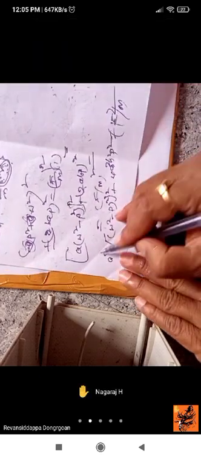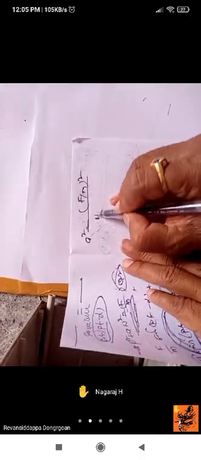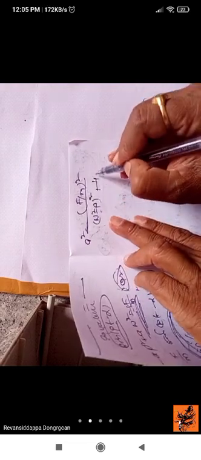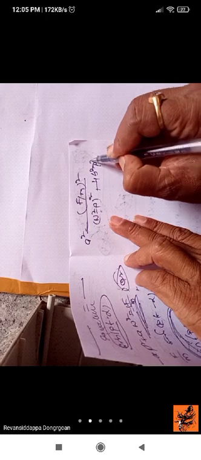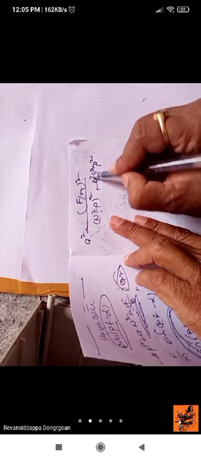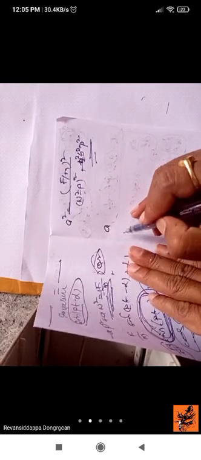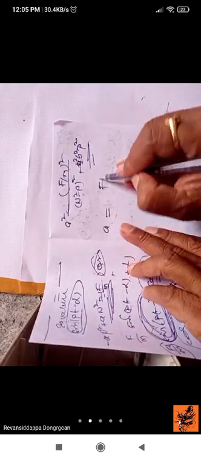Or a square keep as it is. I want amplitude, so a square keep as it is here. A square is equal to f by m square as it is on one side, divided by whatever values are there: omega square minus p square into square plus 4b square p square, nothing but 2 square b square p square. Or I want a, the maximum amplitude a is equal to f by m.